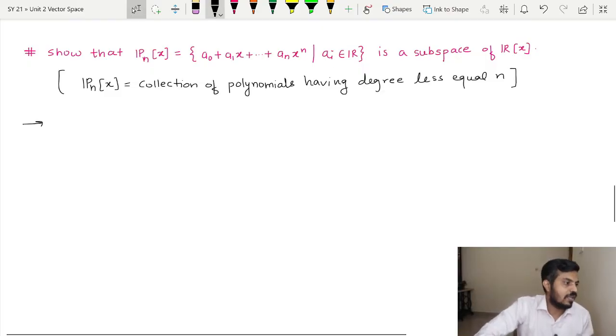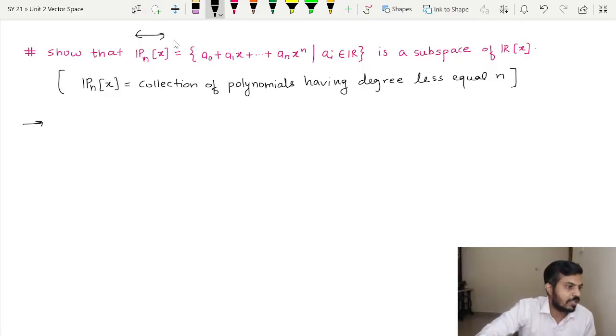Now before going towards the next example, we are going to consider one subspace which we have not studied before. This example of a subspace is really important and we are going to come across it many times. So let us see that example and then we will see the rest of the examples on linear combination. Over here we have to show that this Pn of x is a subspace of R of x.